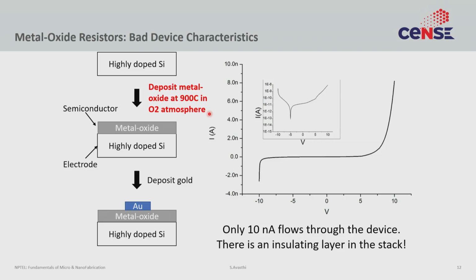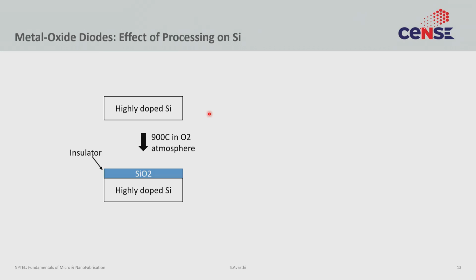If you look in detail, after he did the metal oxide deposition at 900 degrees C in oxygen atmosphere, can you spot what the problem could have been? You took the highly doped silicon and introduced it to 900 degrees C in oxygen. What will happen? You will oxidize the silicon. So what you have on the highly doped silicon is not highly doped silicon alone, but also a layer of silicon dioxide, and that is an insulating layer.